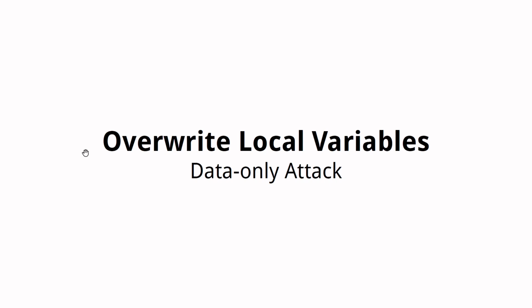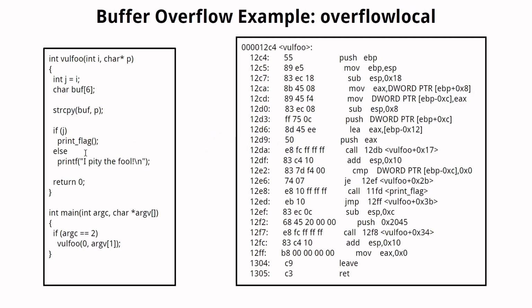This will be your first hacking. We are going to overwrite some local variables. In this case, we're not trying to hijack the control flow. We're only trying to overwrite some data. Okay, so this is our example code.